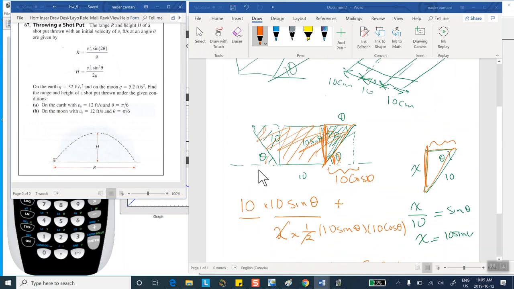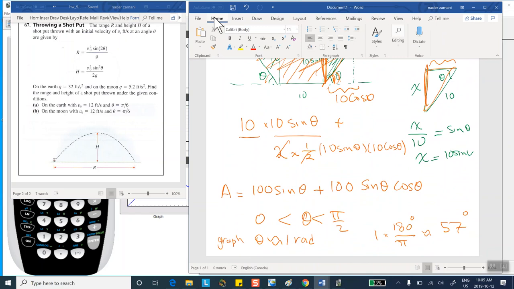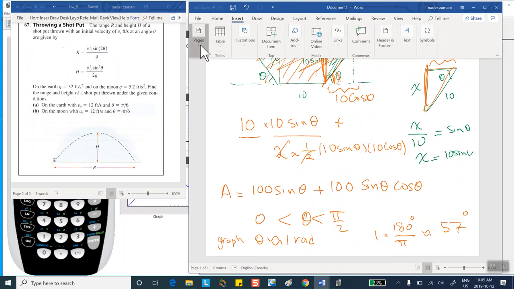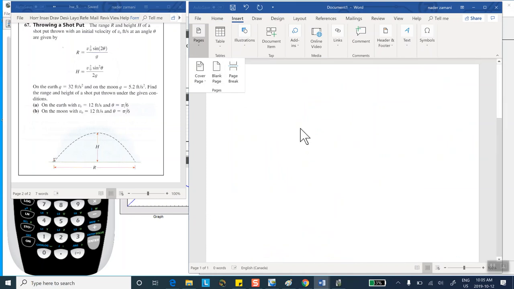Okay, I'll add the page here. Oh, why does it keep adding to the top of the page? That I'm not sure.